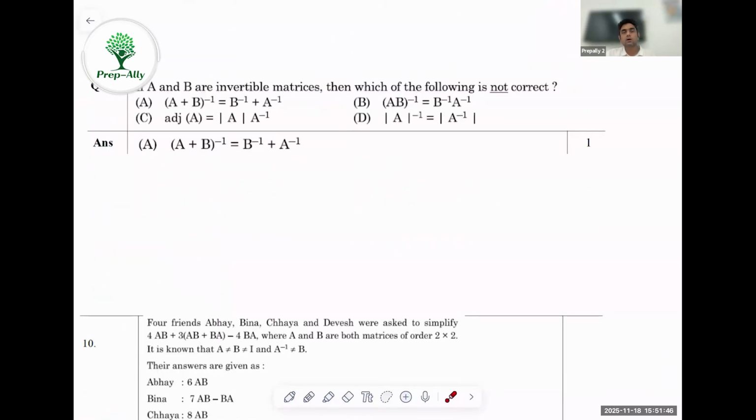This is the next question from last year. The different sets of the paper we have taken. Again, it's a 1 mark question, so nothing much to write over there. The question is, if A and B are invertible matrices, I think it should fall under determinant, but anyhow, it's given in matrix. So if A and B both are invertible matrices, which of the following is not correct?